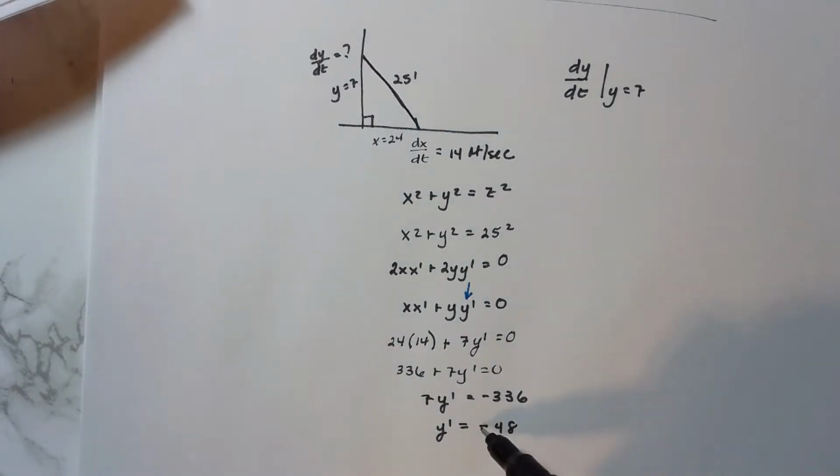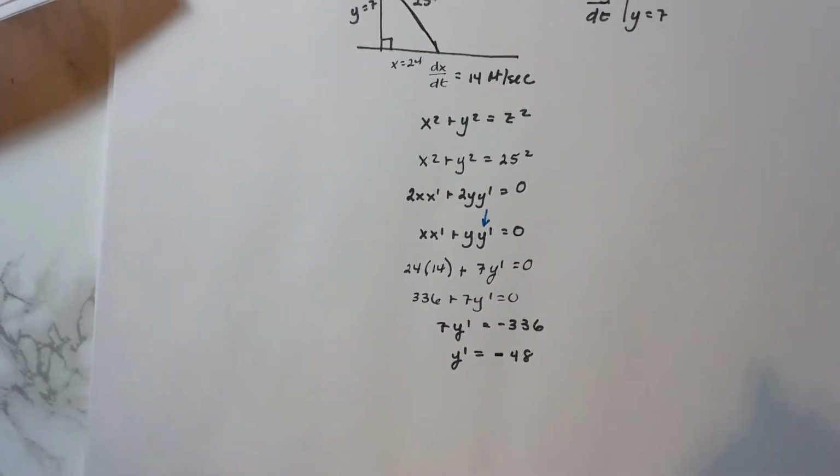No, this indicates that the top of the ladder is falling, right? So how we would interpret this is we would say the top of the ladder is falling at a rate of 48 feet per second at the moment when the top of the ladder is 7 feet above the ground.